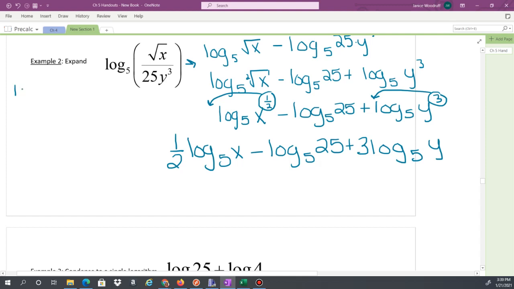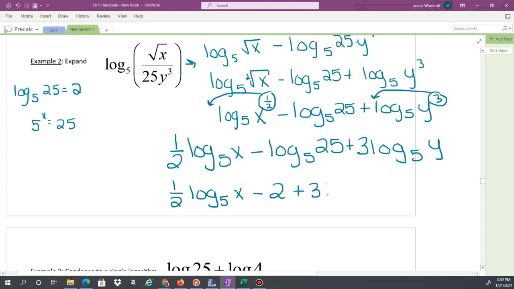So think about your rules of exponents. Log 5 of 25, your base would be 5. Your answer would be 25. This is what you were missing. So 5 squared is 25. So log 5 of 25 actually equals 2. So you can simplify that and just make that into a 2. So our final answer here is going to be 1/2 log 5 x minus 2 plus 3 log 5 y.